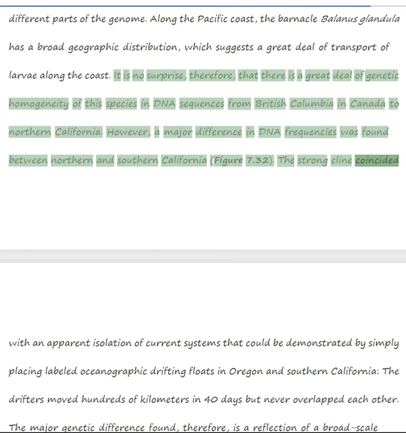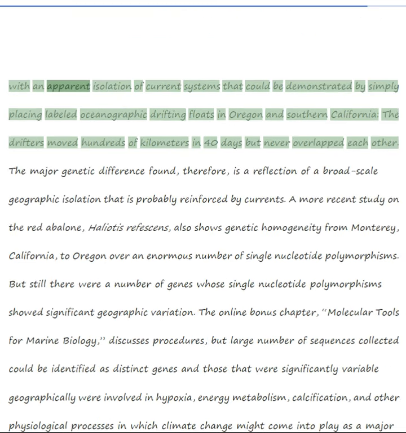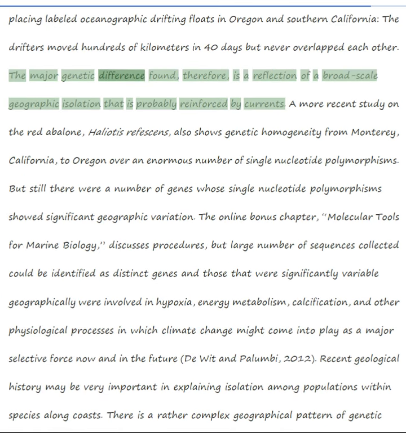The strong clinal change coincided with an apparent isolation of current systems that could be demonstrated by simply placing labeled oceanographic drifting floats in Oregon and Southern California. The drifters moved hundreds of kilometers in 40 days but never overlapped each other. The major genetic difference found, therefore, is a reflection of a broad-scale geographic isolation that is probably reinforced by currents.